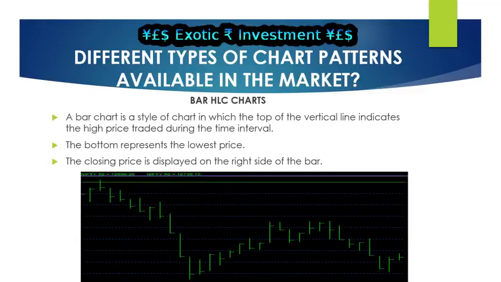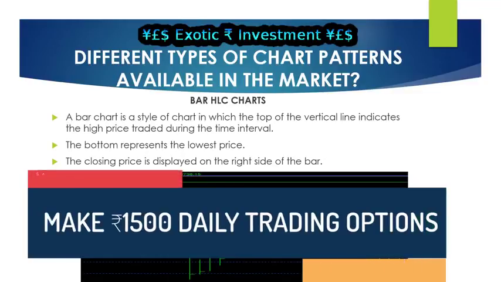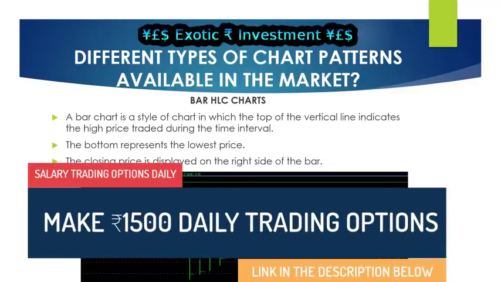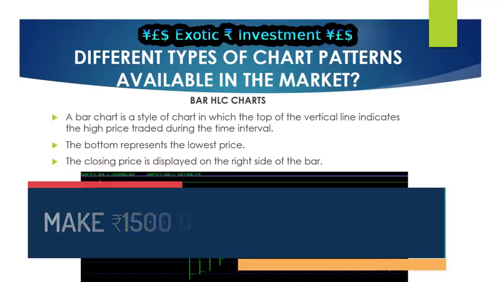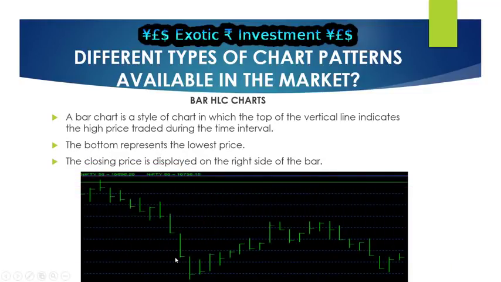Next, these are the bar charts. Bar chart has bar HLC charts and bar OHLC charts. A bar HLC chart is a style of chart in which the top of the vertical line indicates the high during the time interval. The bottom represents the lowest price and the closing price is displayed on the right side of the bar. So this is what it will show when we are using a bar HLC chart. It only shows the high, low and the close. This is the highest point, this is the lowest point, and this is the closing point, which is to the right side. That is the closing of the bar HLC chart.